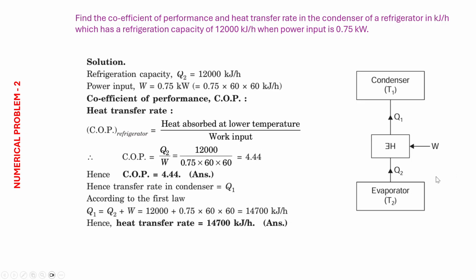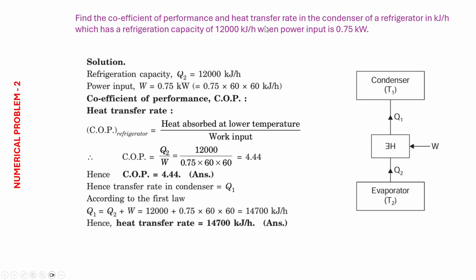Then comes the source of the refrigerator, which is the evaporator, obviously. That is why it is given as evaporator. Then the sink is the condenser. That is why it is given as T1. So here comes the given data.